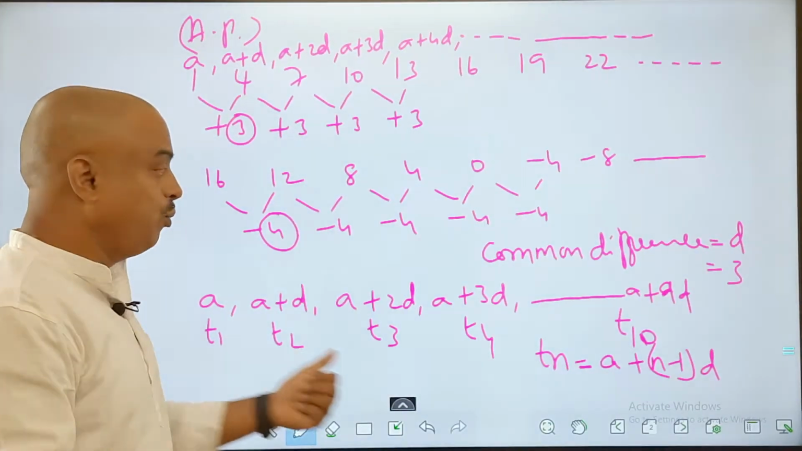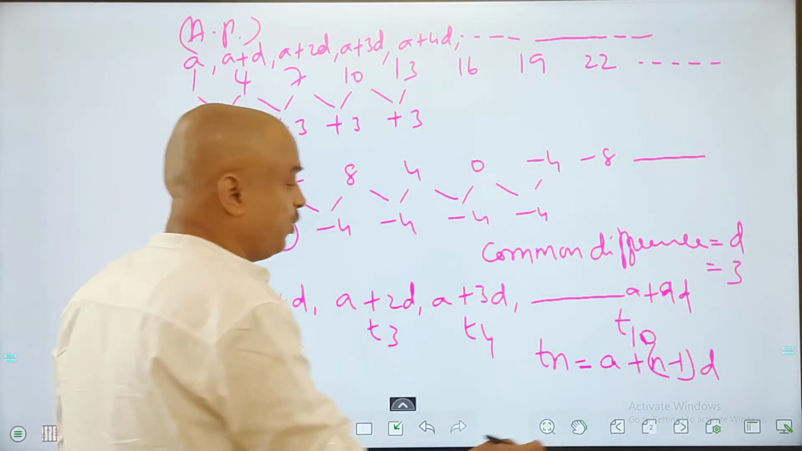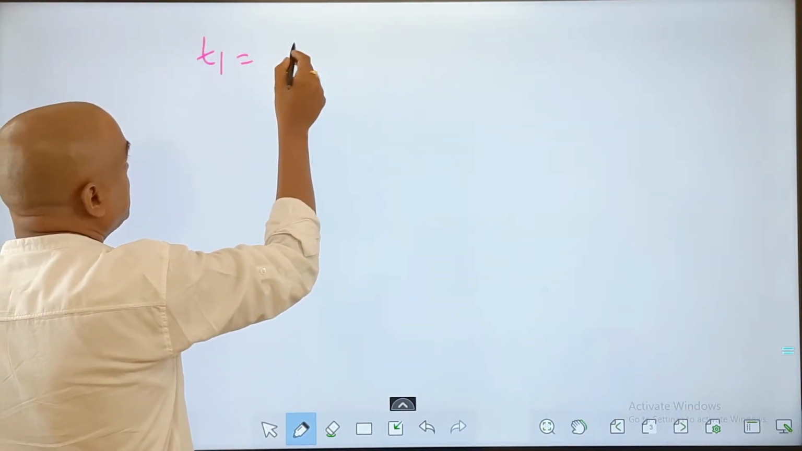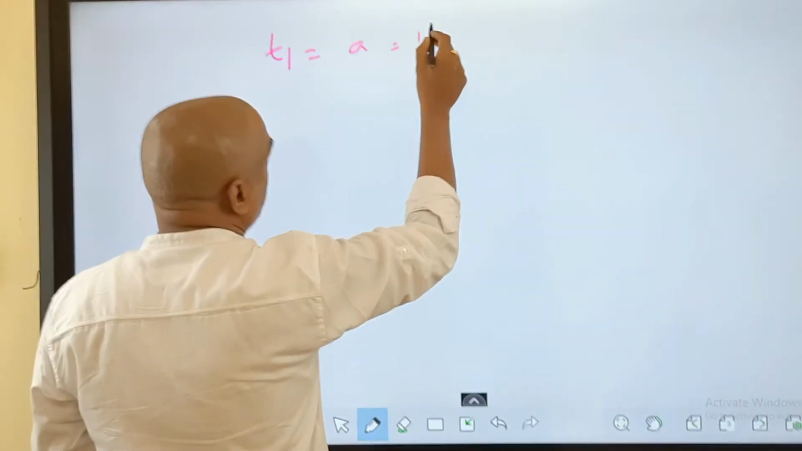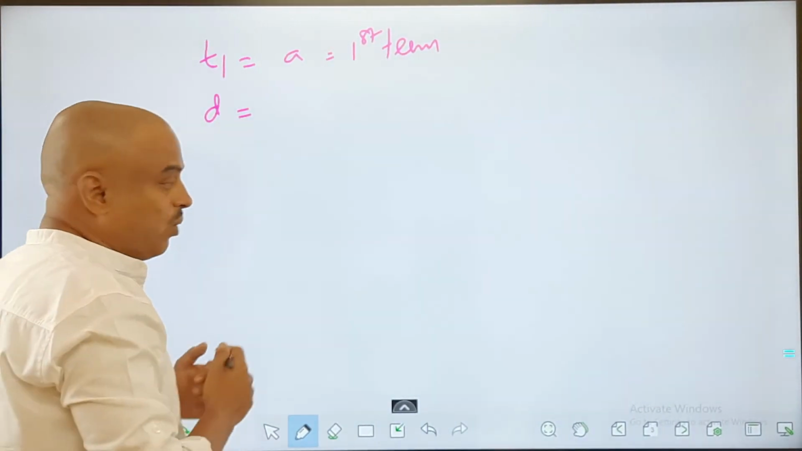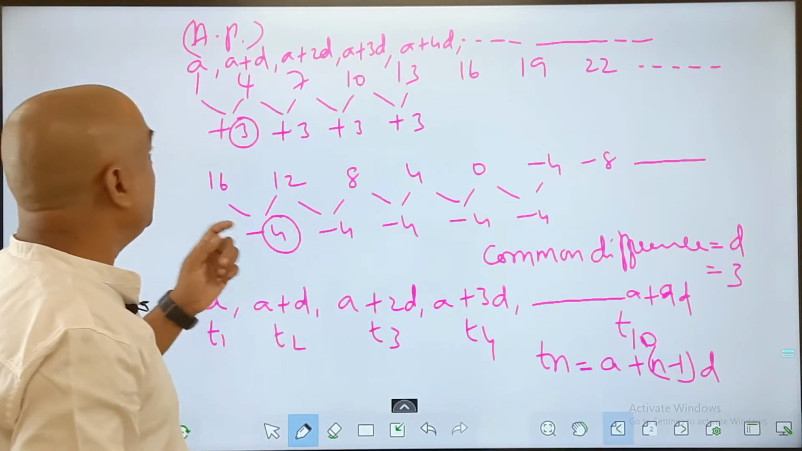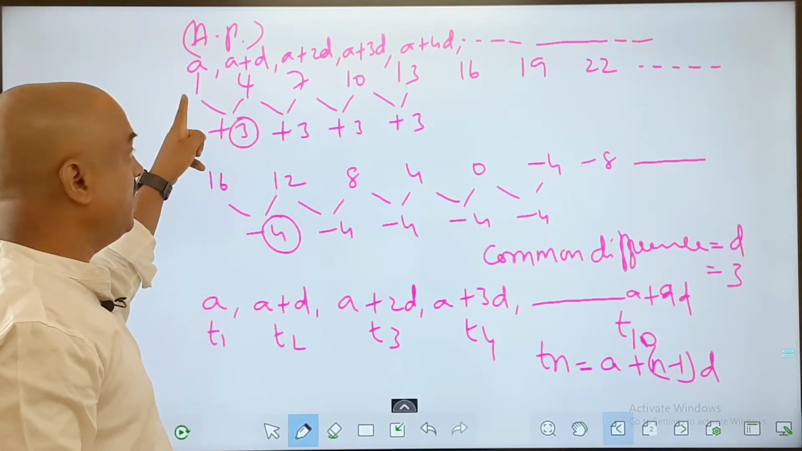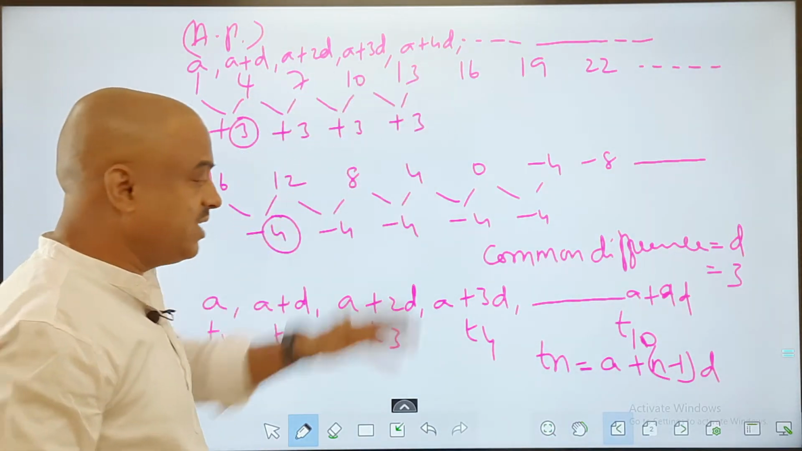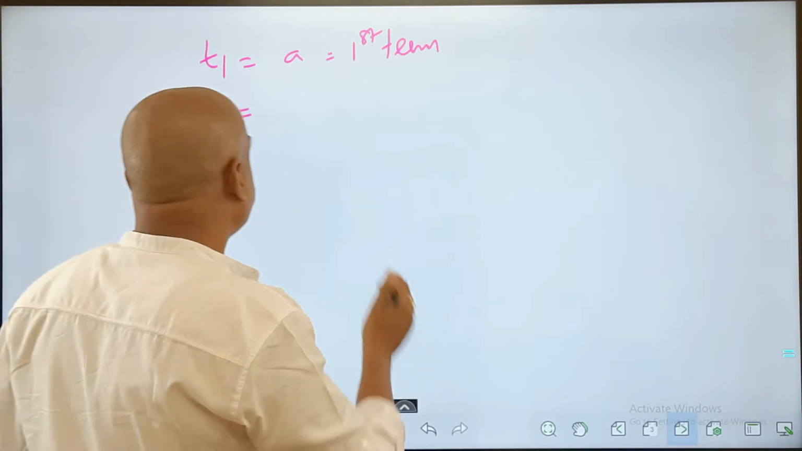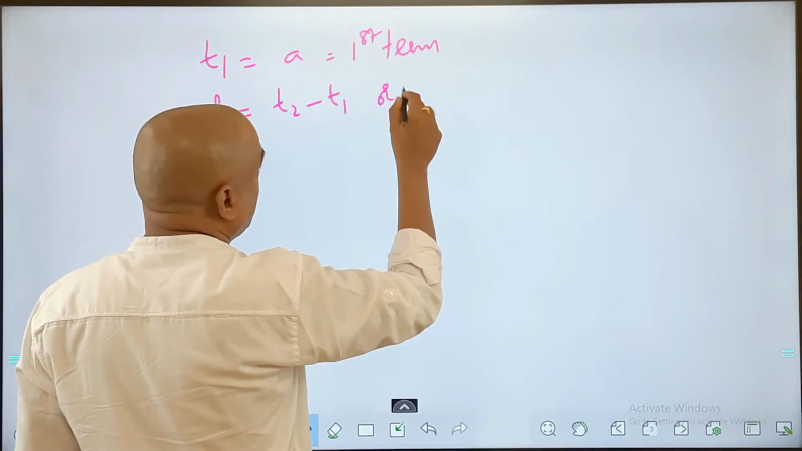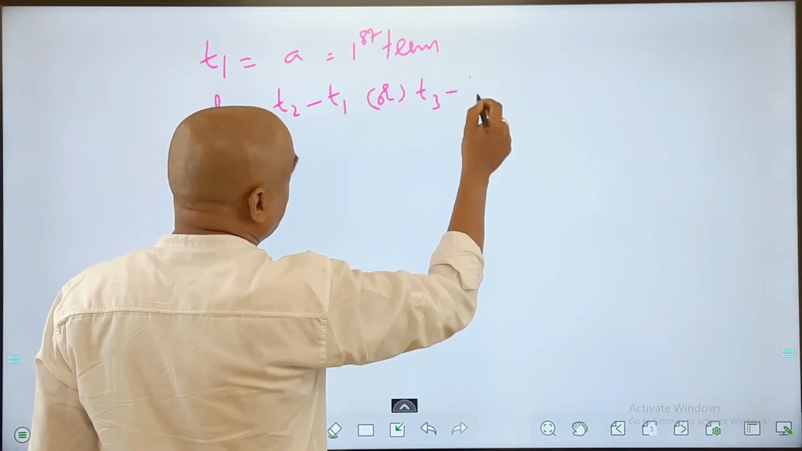Okay. So there are a few points which we learned. Quickly let us see what they are. The first term T1 is referred to as a. This is called first. Second, in this point we got to know what d is. If you observe here, I can say the d value as T2 minus T1 or T3 minus T2 or T4 minus T3 and so on. So d is T2 minus T1 or it could be T3 minus T2.